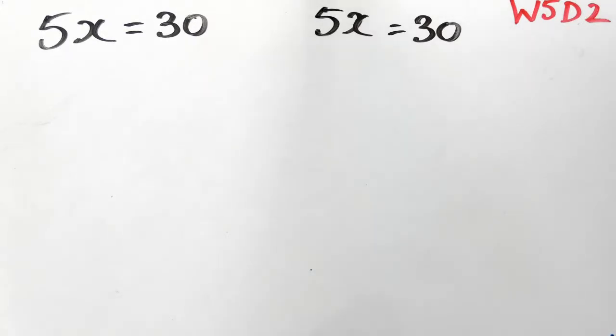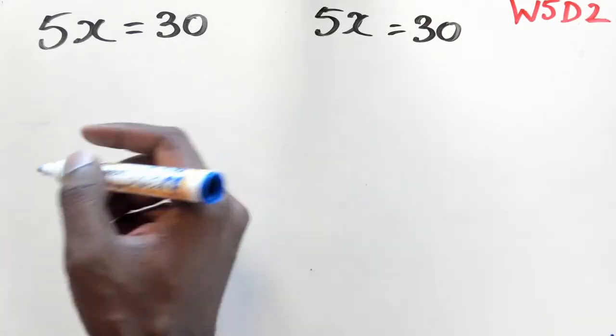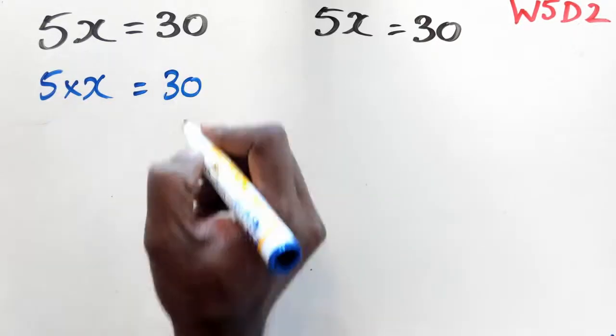So in this one we're going to be looking at multiplication of variables. So going with the first one, here I've got 5 times x equals 30. So remember that 5x is the same thing as saying 5 times x equals 30.